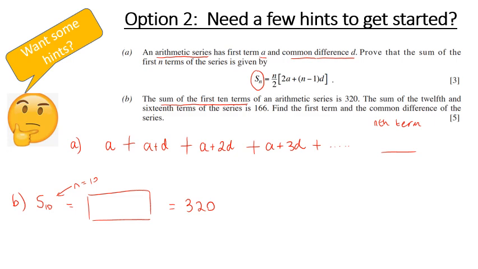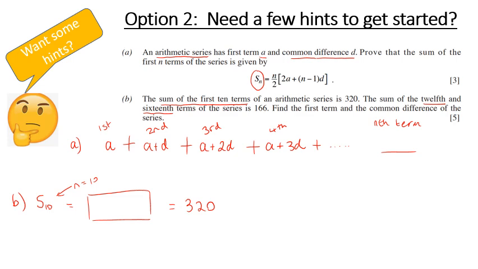The next clue that they give us is that they talk about the sum of the 12th and the 16th terms. So now we've got to try and write down what the 12th term would look like and what the 16th term would look like. If you look back at what I was writing in part A, we've got the first term, the second term, the third term, the fourth term. Can you try and write down what the 12th term would look like and the 16th?